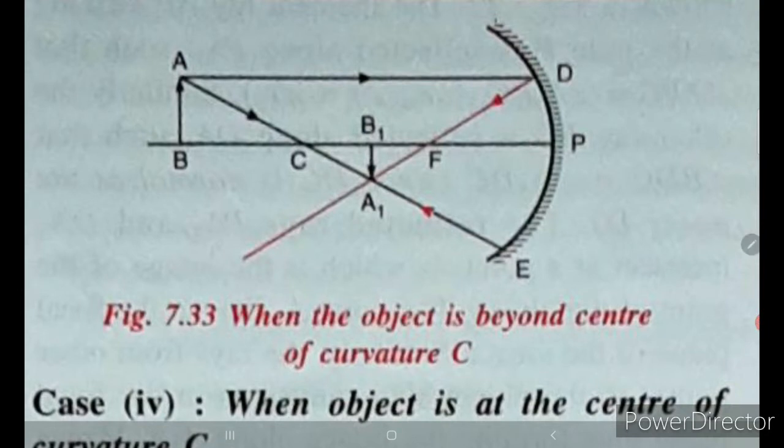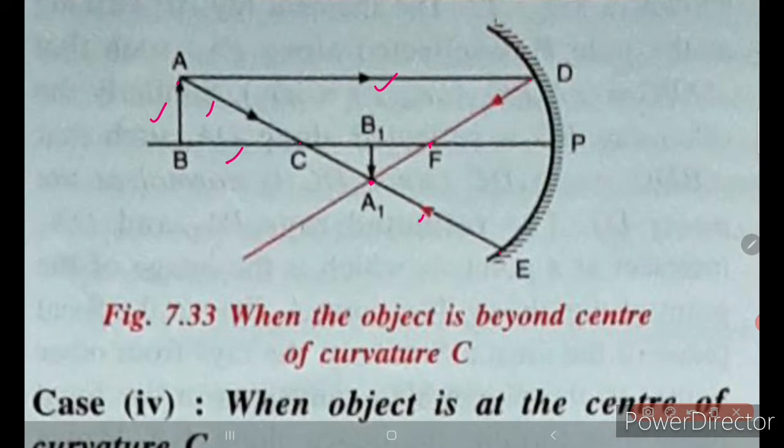So here you can see a linear object is taken, a line with an arrow, and I need to start the rays from the tip of the object. The first convenient ray I am taking is a ray which is parallel to the principal axis. As you all know, when it strikes the mirror, after reflection it needs to pass through the focus. The second one which we have taken is a ray which passes through the center of curvature. After reflection it will follow the same path.